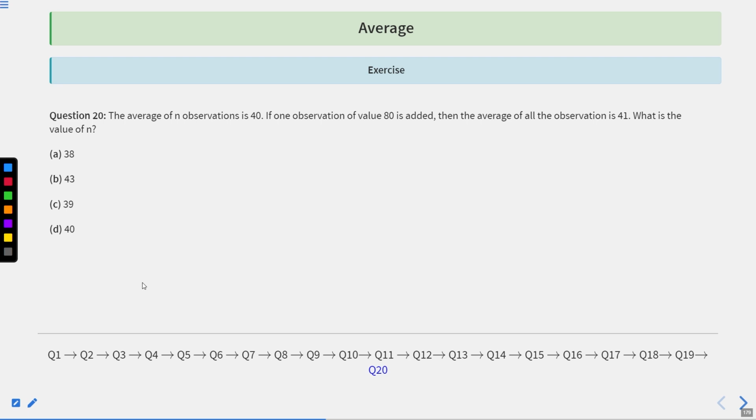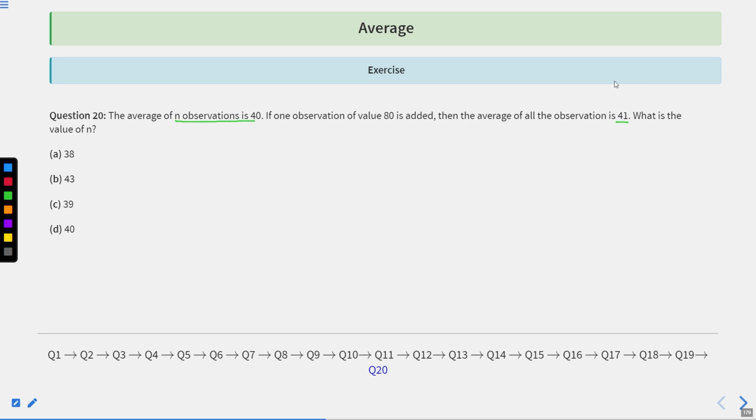Now we are on our last problem for this part, that is question number 20. The average of n observations is 40. So there are n observations whose average is 40. If one observation of value 80 is added, then the average of all observations is 41. Then what is the value of n?